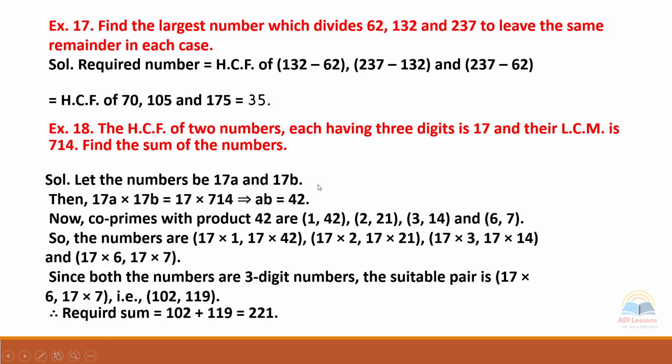Find the largest number which divides 62, 132 and 237 to leave the same remainder in each case. So required number is equal to HCF of 132 minus 62, 237 minus 132 and 237 minus 62. So HCF of 70, 105 and 175 is 35.